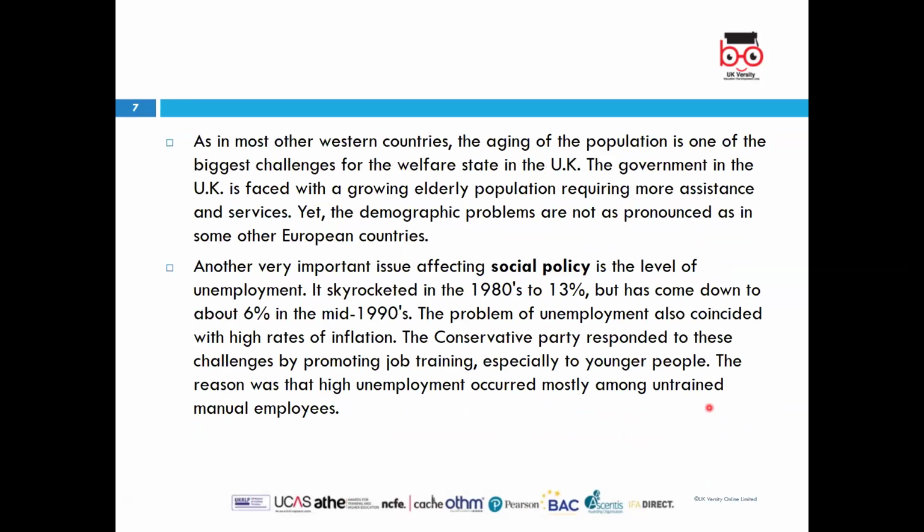As in most other Western countries, the aging of the population is one of the biggest challenges for a welfare state in the UK, because the welfare state has to deal with all of these social services. However, aging of the population is one very big aspect that they have to deal with. The government in the UK is faced with a growing elderly population.